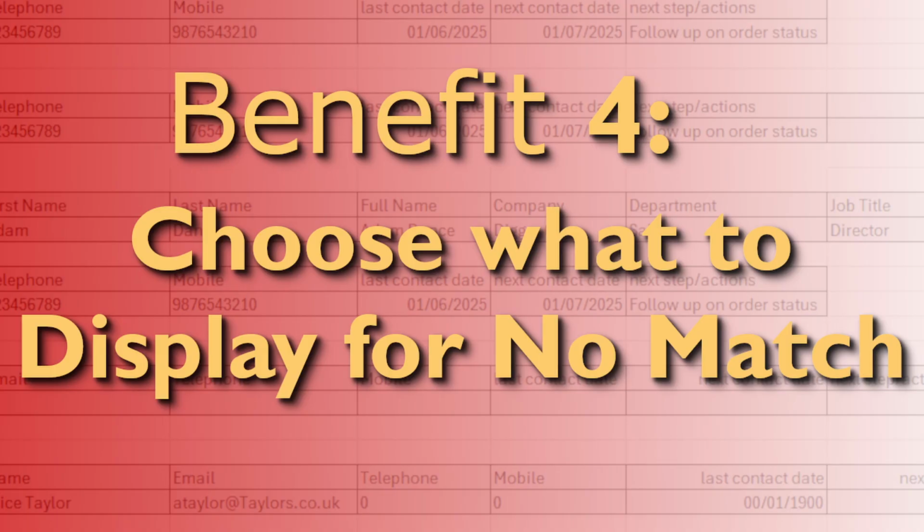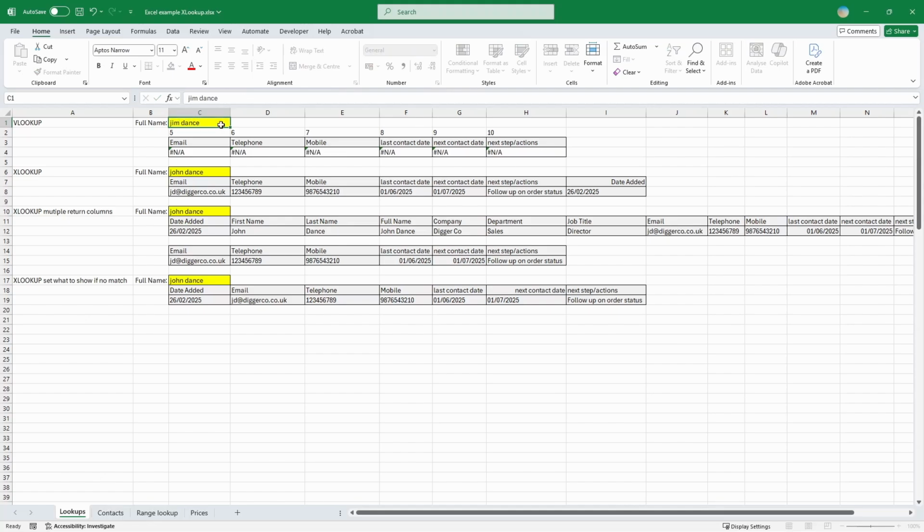Number 4. Improvement number 4 for XLOOKUP over VLOOKUP is that you can choose what to display if no match is found, instead of the #NA that VLOOKUP always returns. In this example, we have chosen to display not found, but we could instead specify quotes to display nothing at all. You can combine VLOOKUP with other functions to make it show something different if there is no match, but with XLOOKUP you don't need to.